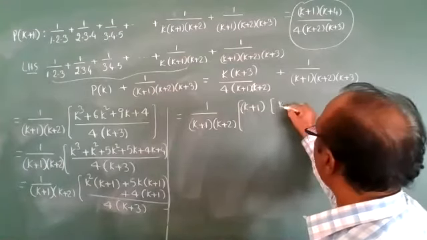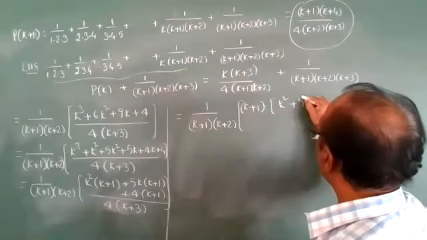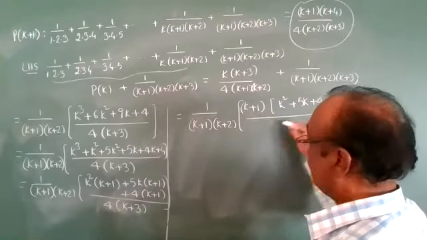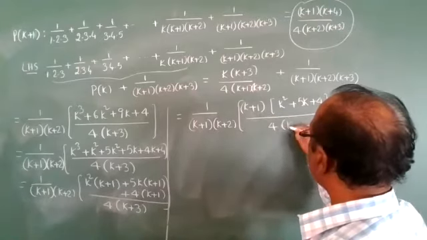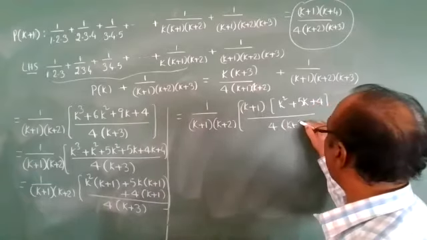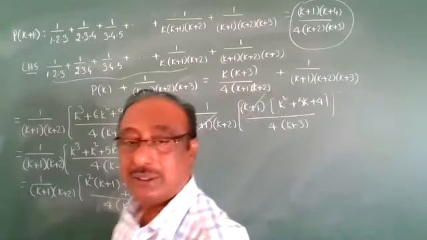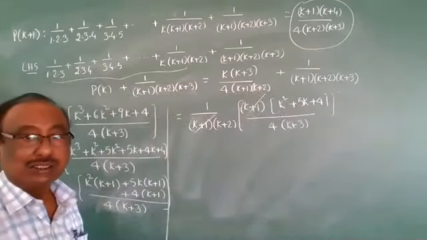K square plus 5k plus 4 upon 4 into k plus 3. K plus 1 is cancelled.